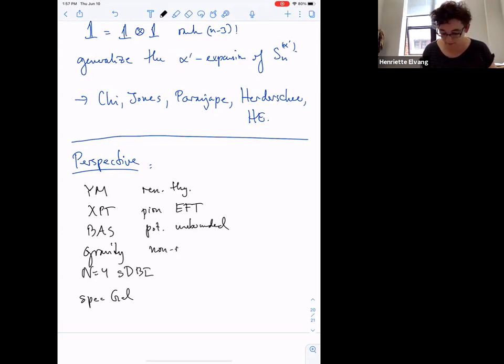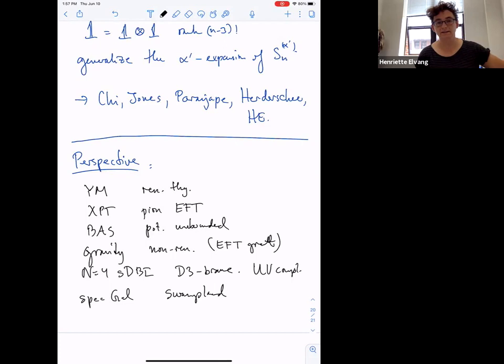Gravity is, of course, non-renormalizable, but it's a great EFT, very useful in nature. Then N=4 super DBI, the low energy action on D3 branes, is a great theory. It is UV complete. And then the special Galileon is in the swampland. By itself, without any other leading terms, it's a sick theory that doesn't have a UV completion. It really lies in the swampland solidly. But then the double copy connects all these theories. And that's just sort of crazy. What does it all mean?